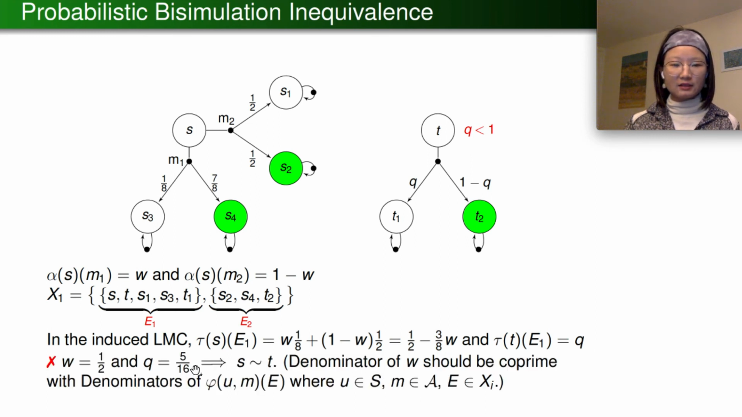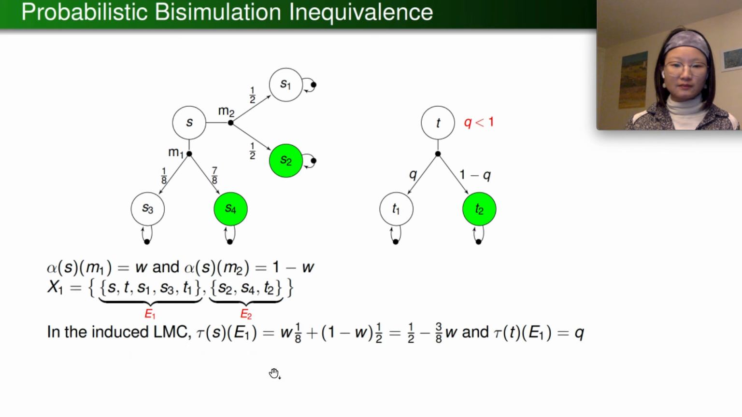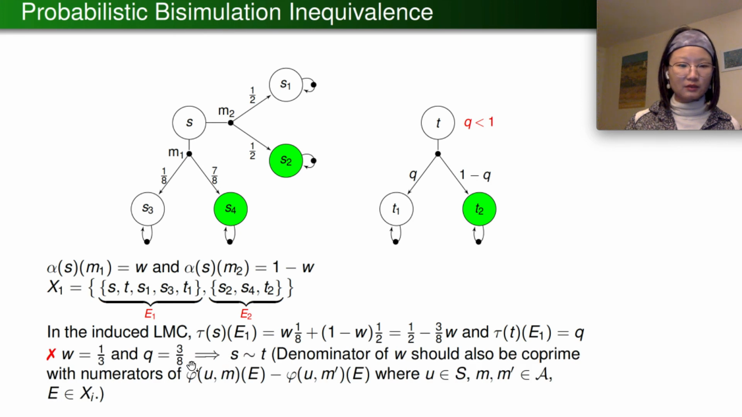And this indeed will help us rule out some accidental probabilistic bisimulations. This condition itself is not enough. If we assume that the denominator of Q is not a multiple of 3, and by the previous condition, we can choose 3 to be the denominator of W. And if Q is 3 over 8, then S and T would be probabilistic bisimilar in the induced LMC.